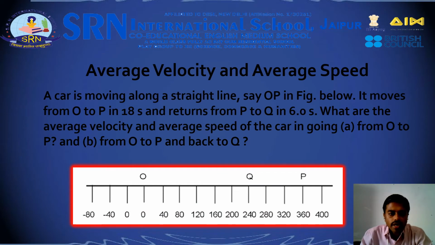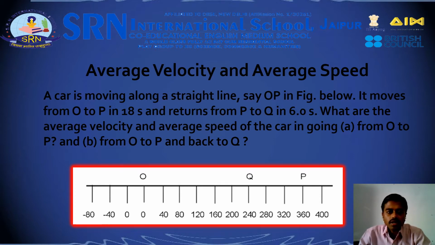Now let's talk about average velocity and average speed. With the understanding of average velocity and average speed, we can understand the concept of velocity and speed too. As we know, distance per unit time is known as speed and displacement per unit time is known as velocity. The ratio of the total distance covered by the body to the total time taken is known as average speed. And when we talk about average velocity, displacement upon time is the average velocity.